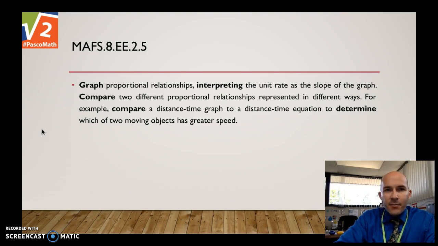8.EE.2.5 reads, graph proportional relationships interpreting the unit rate as the slope of the graph. Compare two different proportional relationships represented in different ways. For example, compare a distance-time graph to a distance-time equation to determine which of the two moving objects has greater speed.